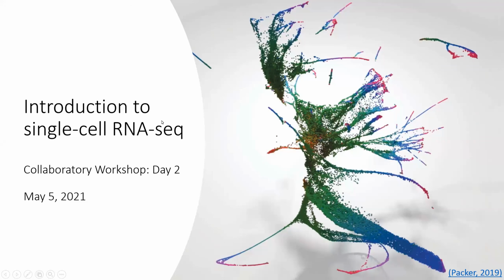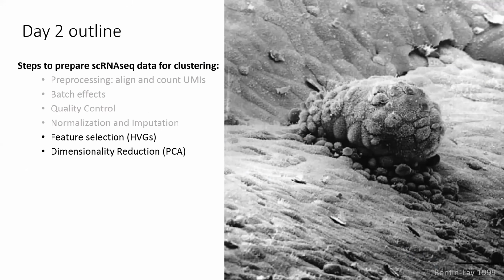Today we'll be talking about the process that takes your count by cell data from the sequencing machine and tries to prepare the data for the cell clustering step. So this is a continuation of our discussion about how to deal with variation in single-cell RNA-seq data.